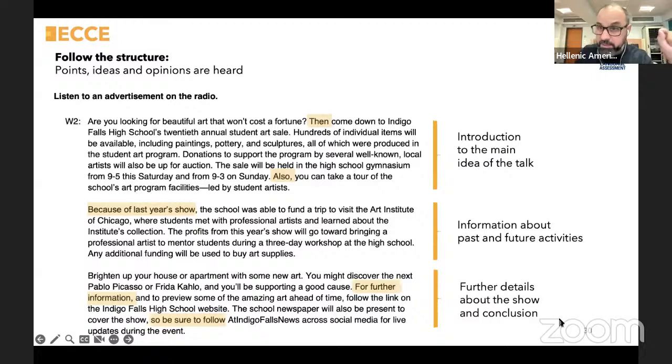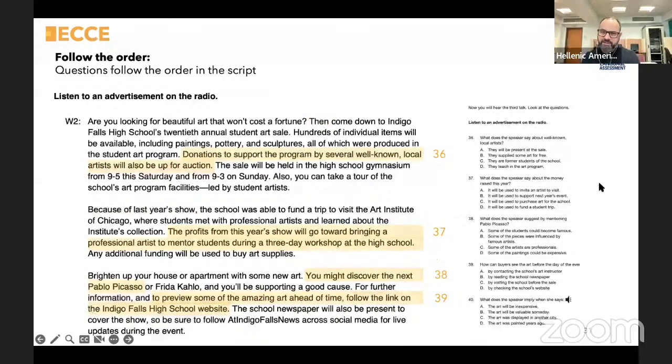Certain keywords that introduce ideas or contrast ideas or conclude main ideas will be quite useful for them to be able to follow the order of the information as it is presented in the talk. And of course, looking at the questions, as I said before, the questions are always answered in the same order. So information about question 36 is right there at the very beginning. Then 37 follows, 38 and 39. Usually the last question is something about the main idea of that text. So information is indeed presented in that fashion.